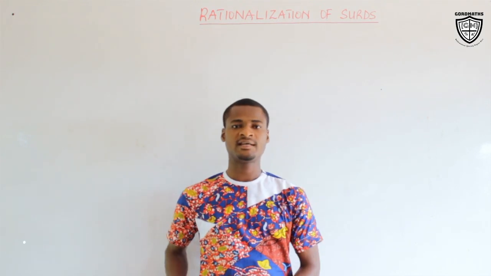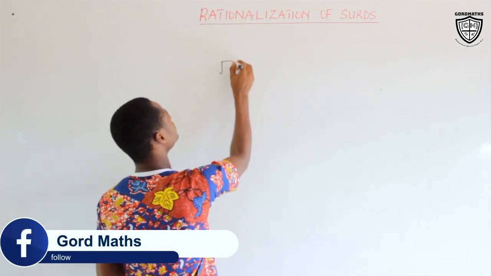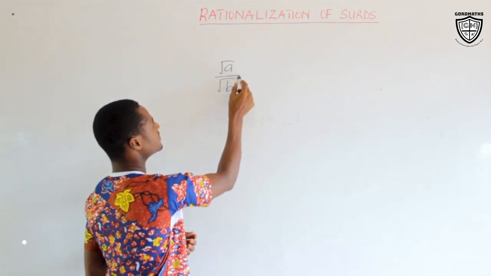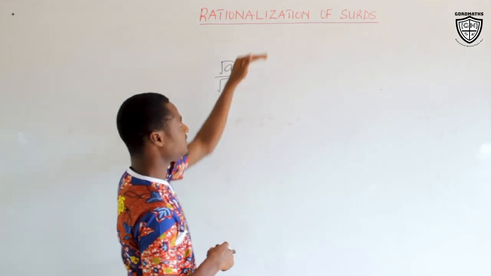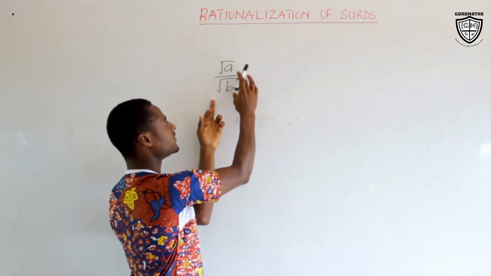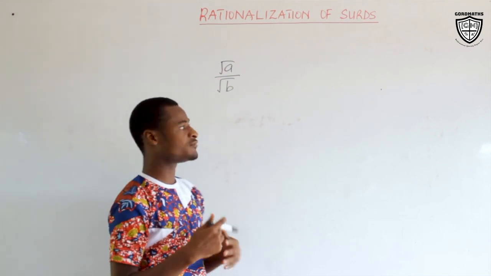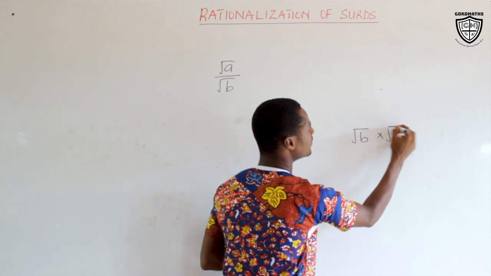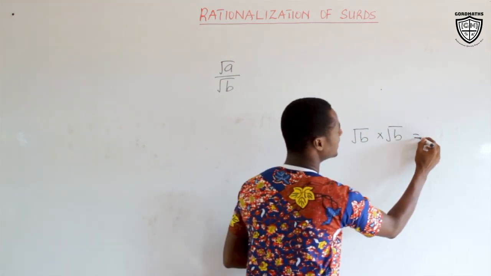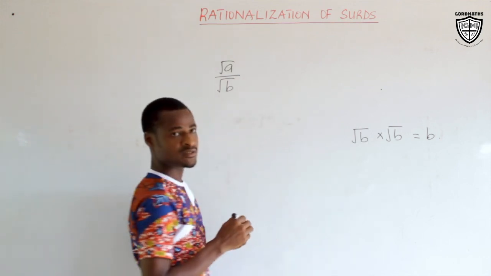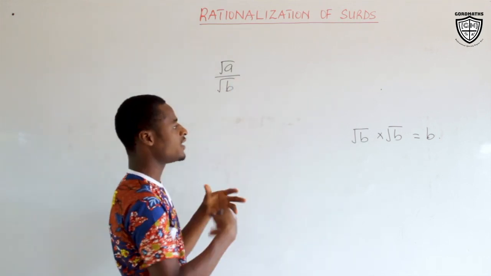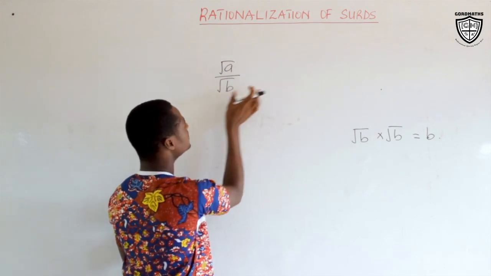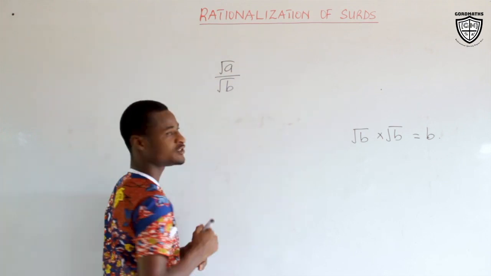Let's consider a surd of the form root a divided by root b, where we have a square root at the denominator. The idea of rationalization is to remove this square root. In our previous lesson, we learned that if we multiply the square root of a number by the square root of the same number, then our answer is equal to that number. So in rationalizing this denominator, we should multiply the denominator of the fraction by square root b, so that the square root will be removed at the denominator.